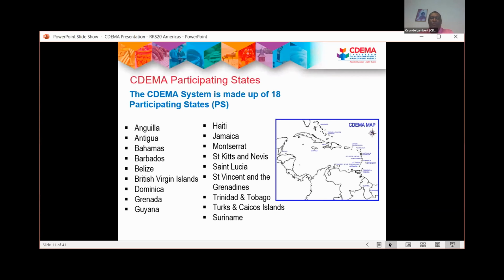So right now, we are made up of 18 participating states. Maybe before the year is out, it will most likely become 19 because we are in very advanced talks with Cayman Islands, and they are ready to come on board. So as it stands right now, we're officially 18 states, soon to be 19. And we basically span the Caribbean.